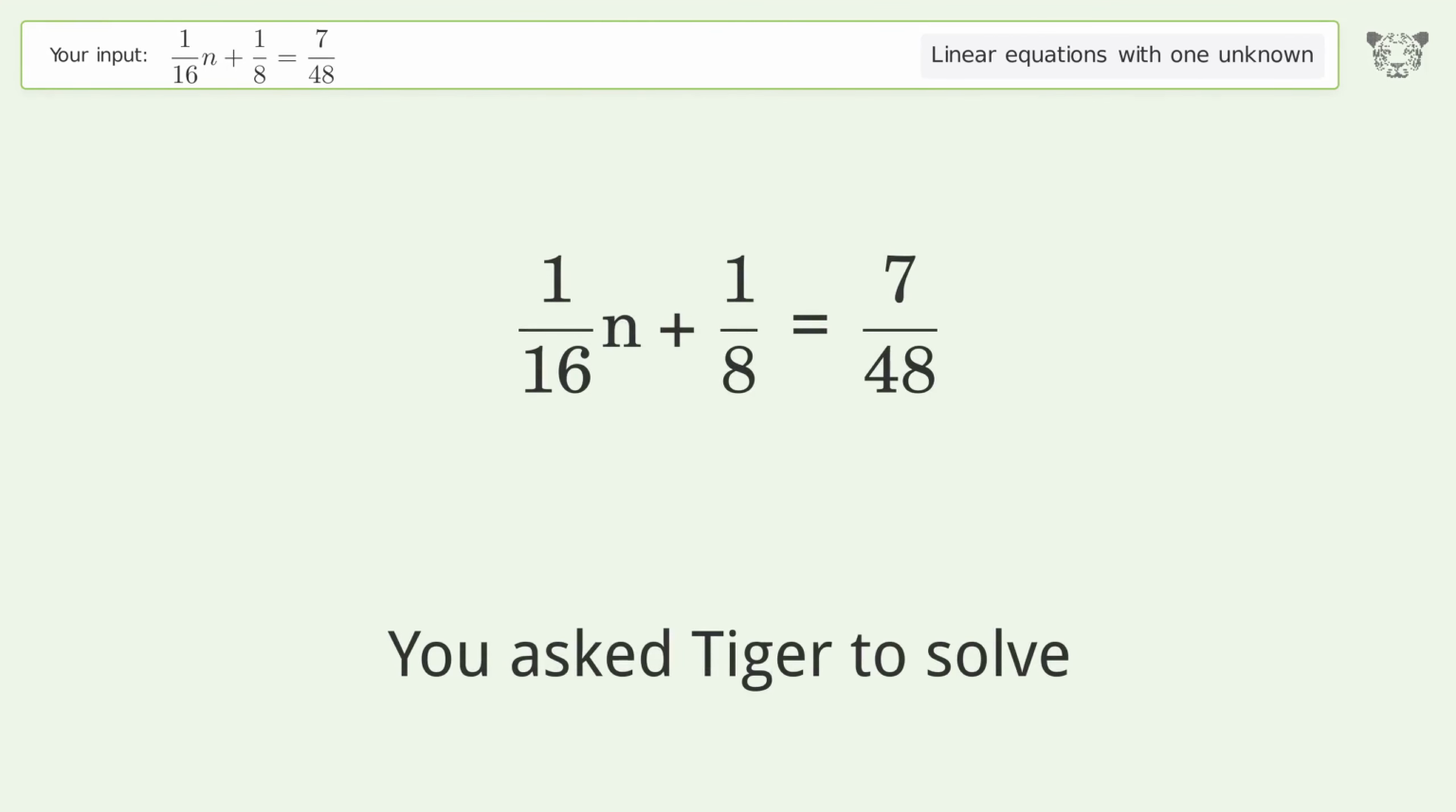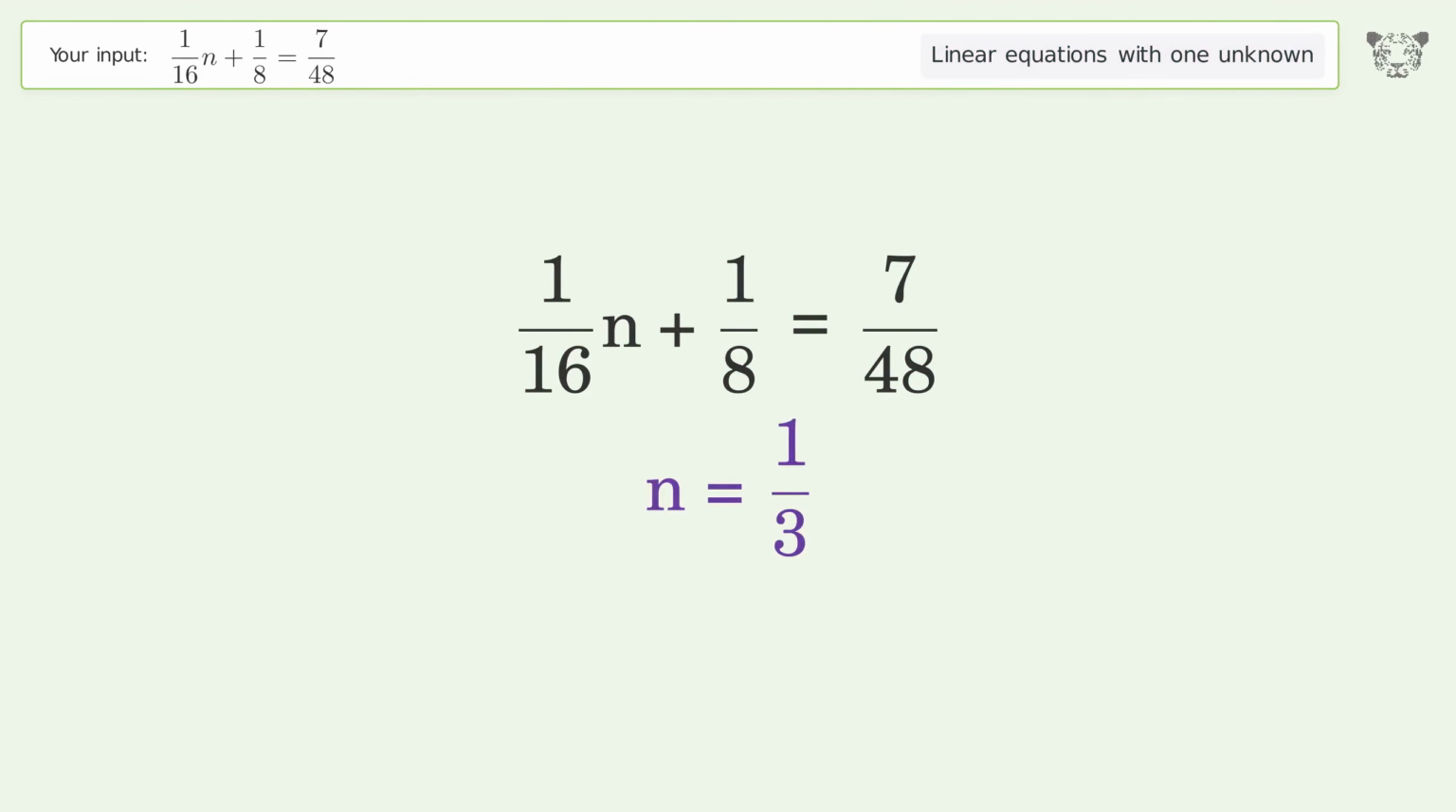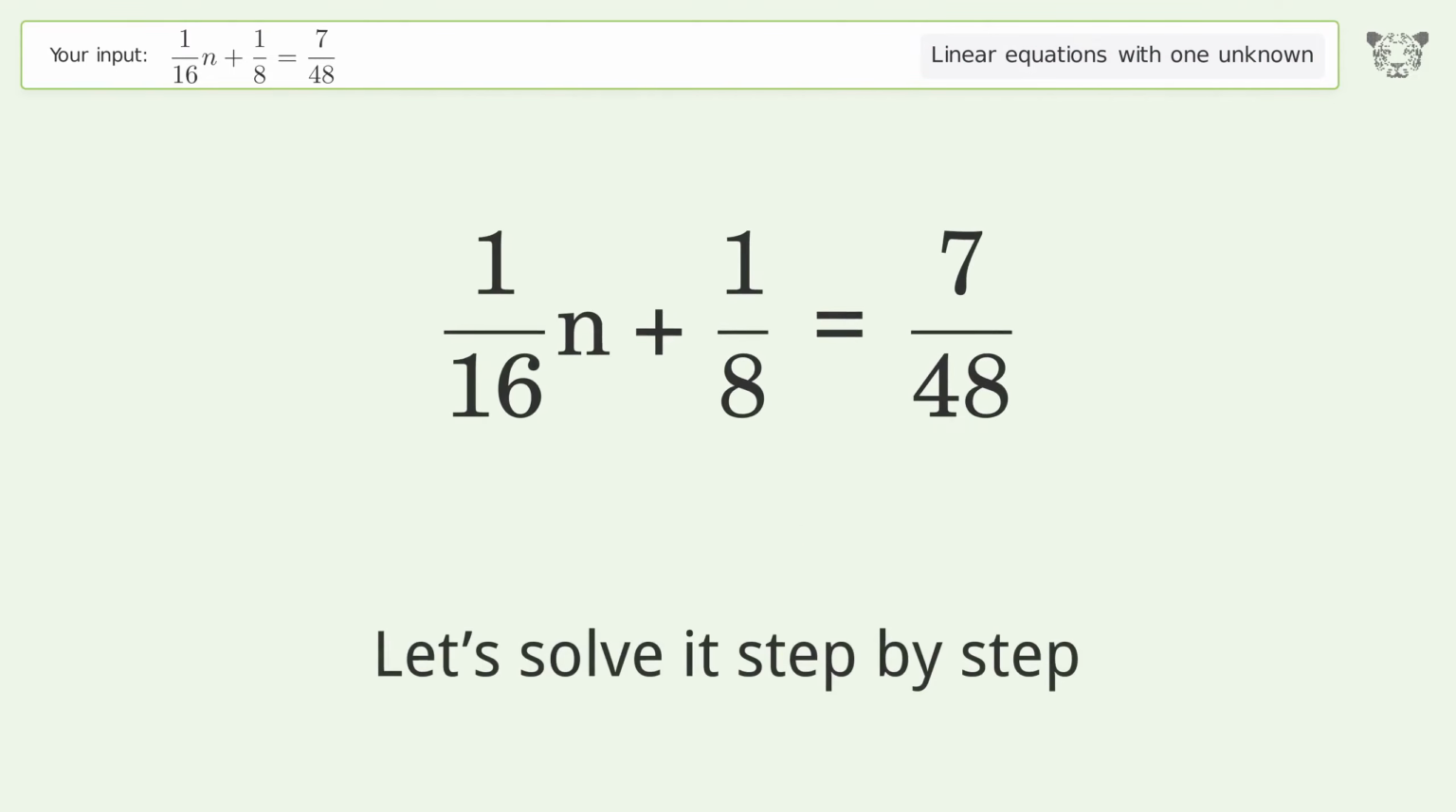You ask Tiger to solve. This deals with linear equations with one unknown. The final result is n equals 1 over 3. Let's solve it step by step.